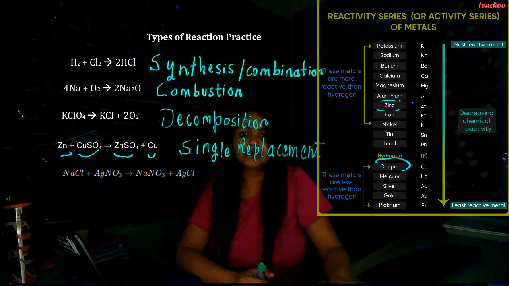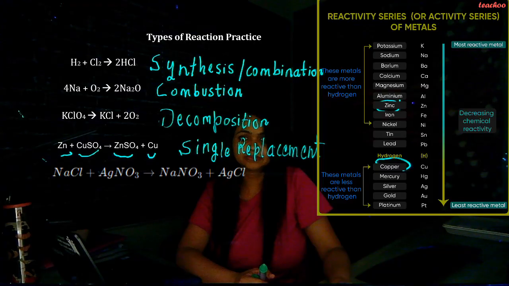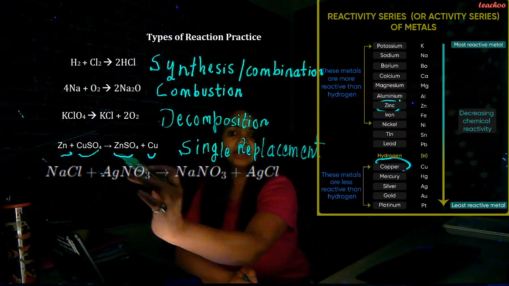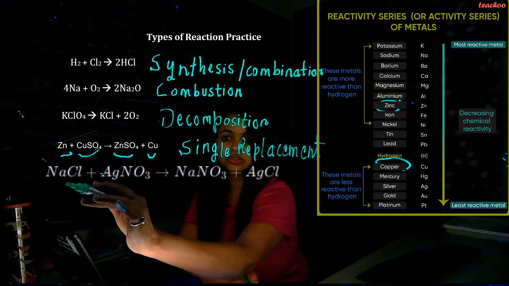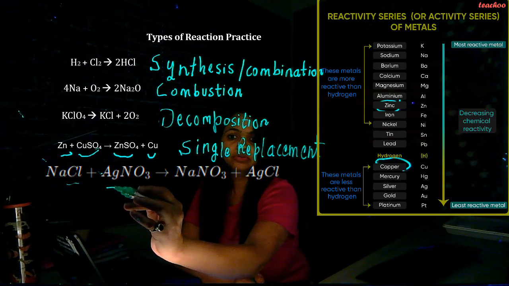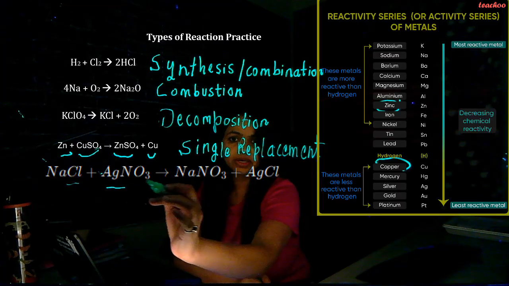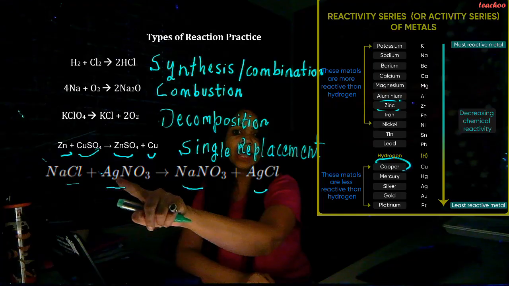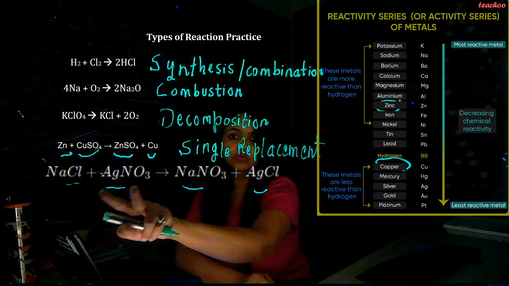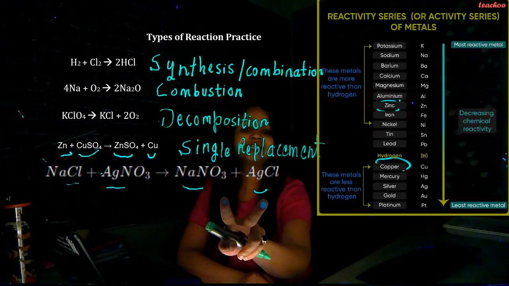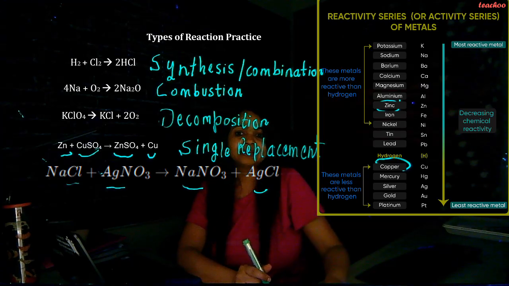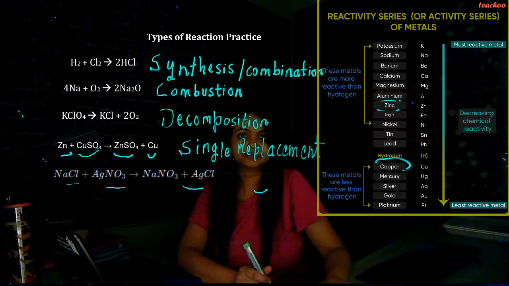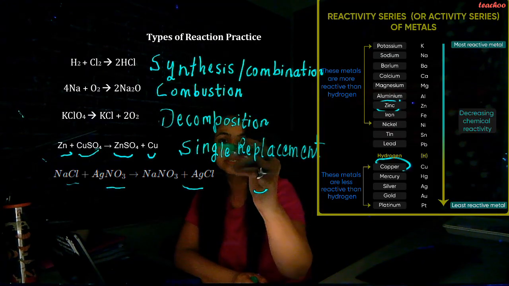And then we have the last example here. We have NaCl, which is sodium chloride, reacts with AgNO3, silver nitrate, combines together to form sodium nitrate and silver chloride. So we have these two compounds react together to form two new compounds. So that's an indication of a double replacement reaction. So we are going to name it as double replacement.